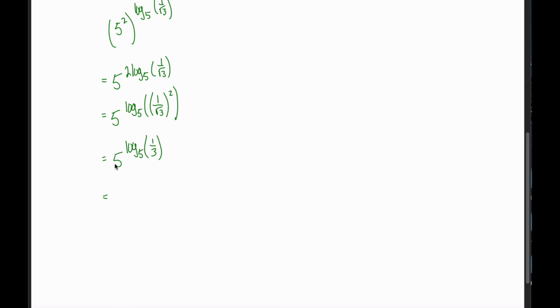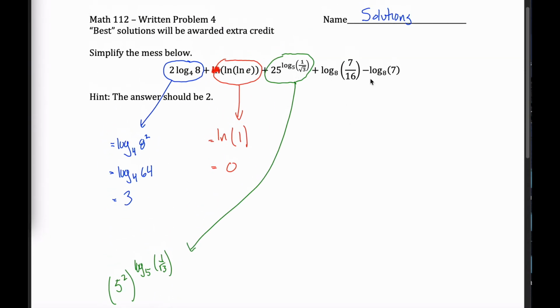When the base of the exponent matches the base of the log, informally speaking, those guys cancel out and we're left with just 1/3. So even though we can't evaluate the log base 5 of 1/3, we do know that 5 raised up to that power that we can't evaluate is just equal to 1/3. I guess there's 2 terms left to deal with, but you might recognize that they're both log base 8. So maybe I can deal with them together.